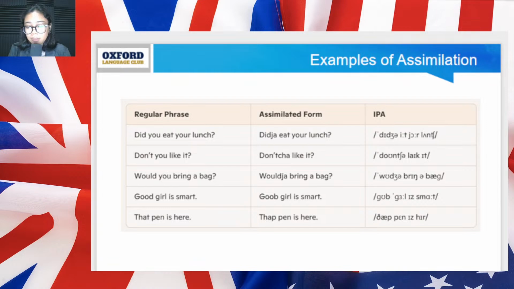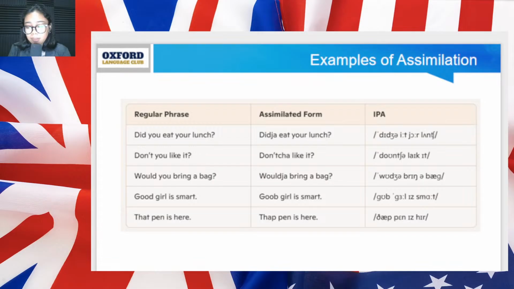Here, something absolutely fascinating happens inside your mouth. The D sound from "did" and the Y sound, which is written as J in sound symbols, that came from "you" do not stay separate at all. Instead, they completely combine and transform into a brand new single sound, which is exactly like the J sound you hear at the very beginning of the word "judge" or "jump."